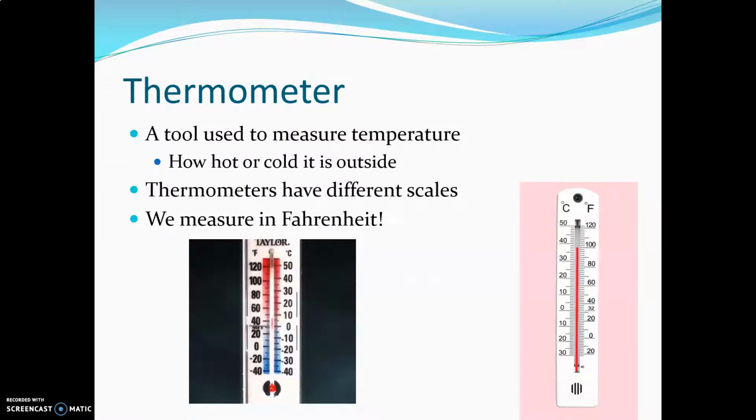Thermometer is a tool used to measure temperature, how hot or cold it is outside. Thermometers have different scales. We measure in Fahrenheit in America.